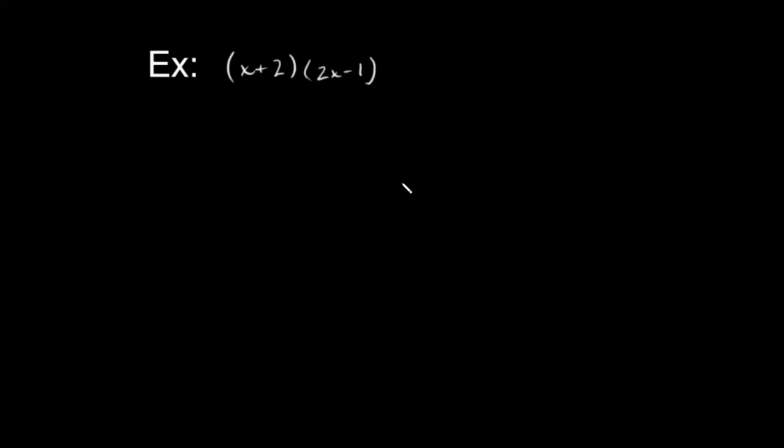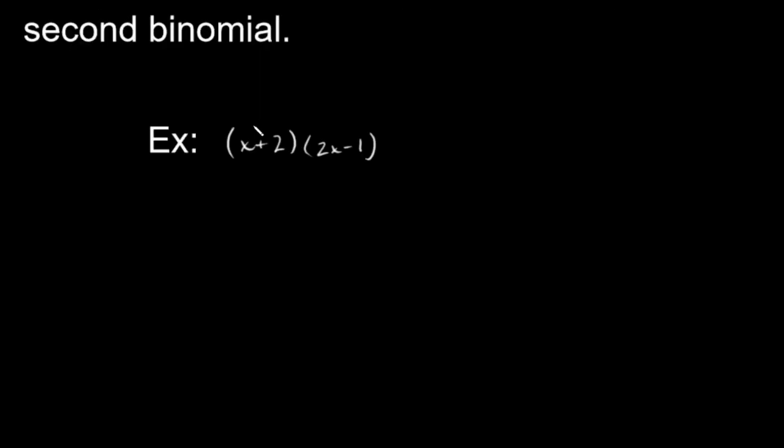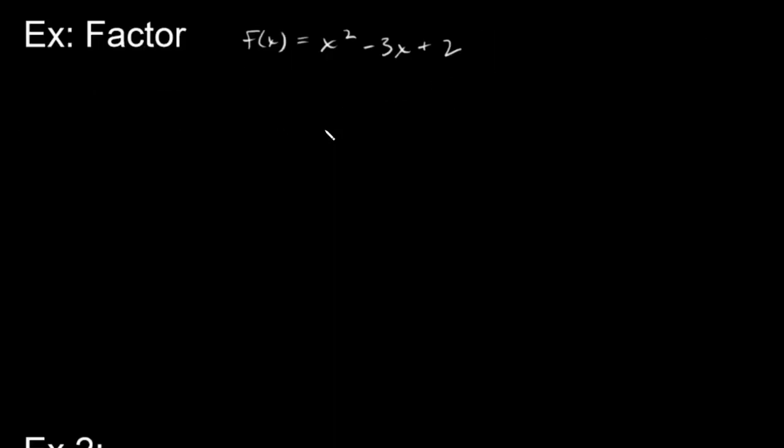Then we'll talk about foiling, if you guys remember foiling from Algebra 1. All right, so where you distribute this into both and distribute this into both, and then simplify. Then we'll be wrapping up with factoring like this.